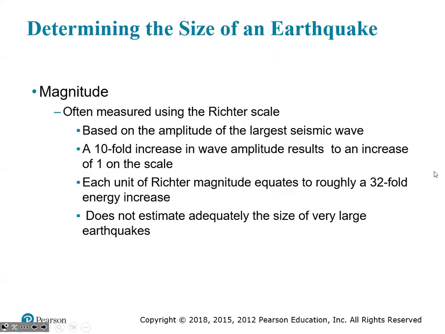Now, magnitude of earthquake is a measure of how much energy the earthquake releases. And it's based on the amplitude of the largest seismic wave. A tenfold increase in amplitude of the wave results in an increase of 1 on the scale. So every step up on the Richter scale, you're increasing the size of the largest wave by a factor of 10. So it's a logarithmic scale. And each unit of Richter magnitude equates to roughly a 32-fold energy increase.